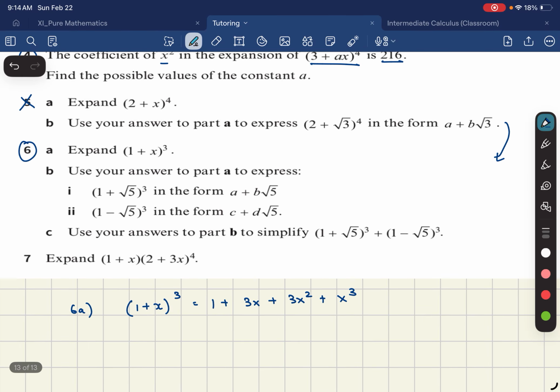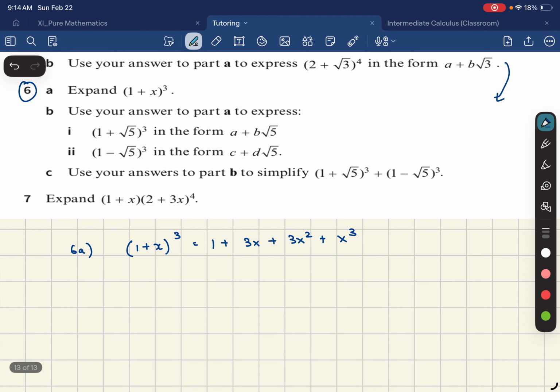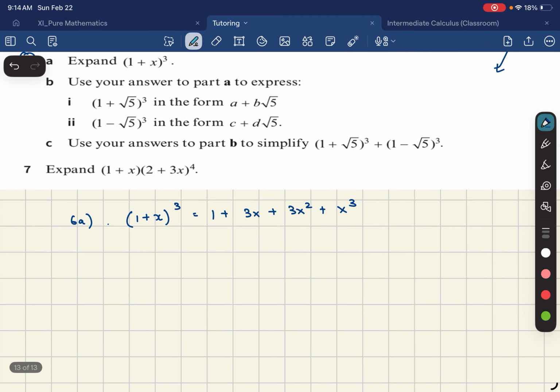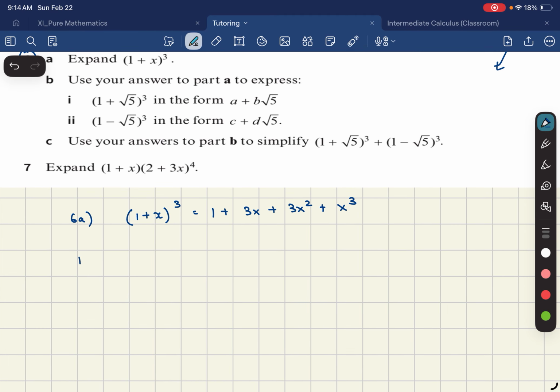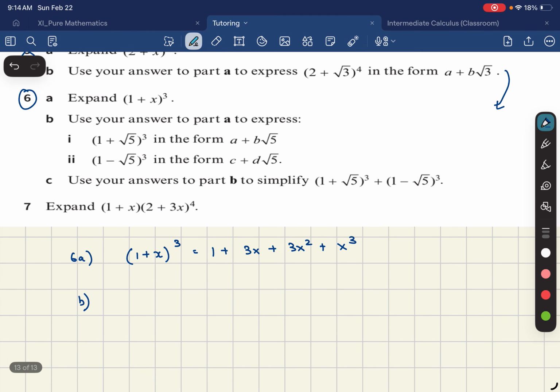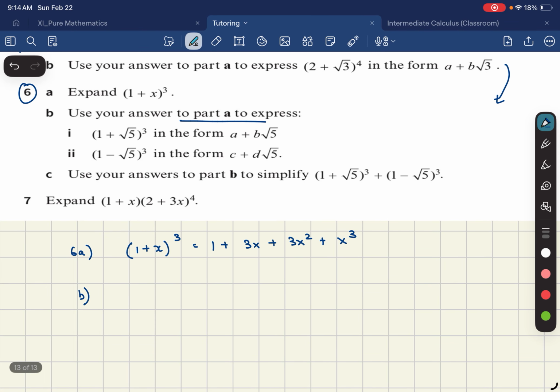So you can try on your own. You can use Pascal's triangle. You can use the formula that I showed you in the previous video, whichever works for you until you get familiar. But because we've done so many of these, I'm just going to do it very quickly. And it says, use your answer to part A to express.